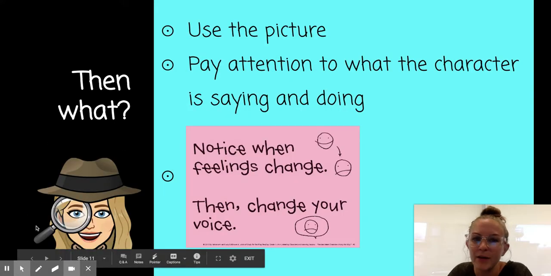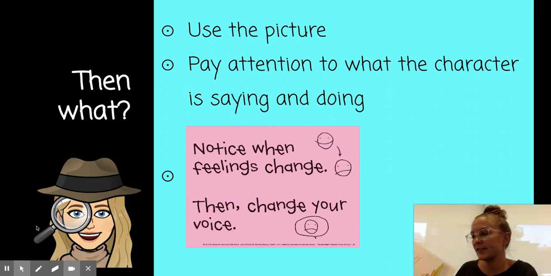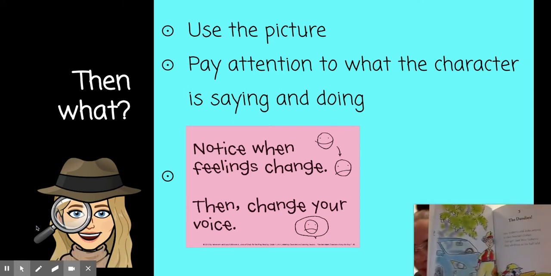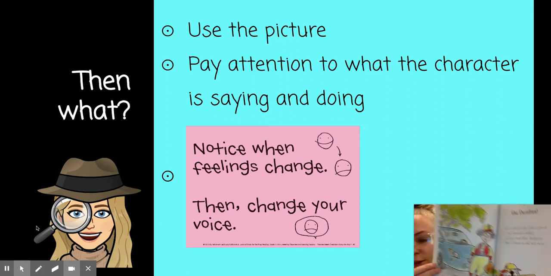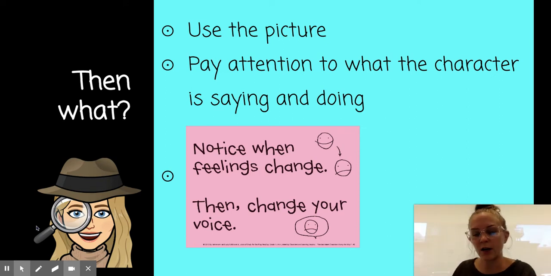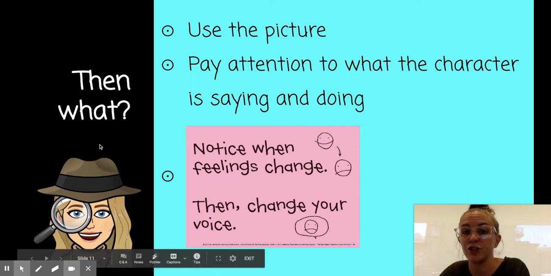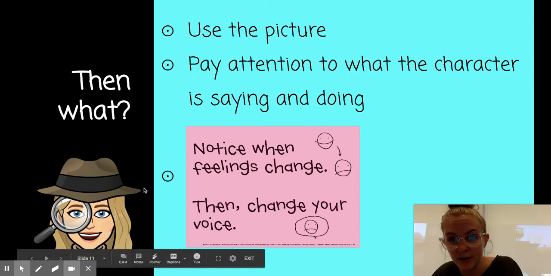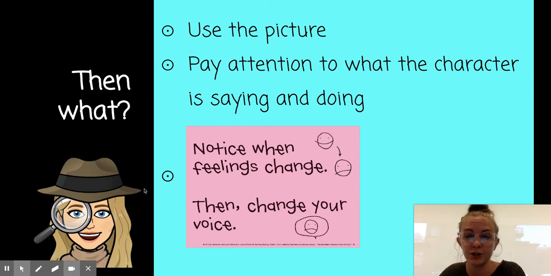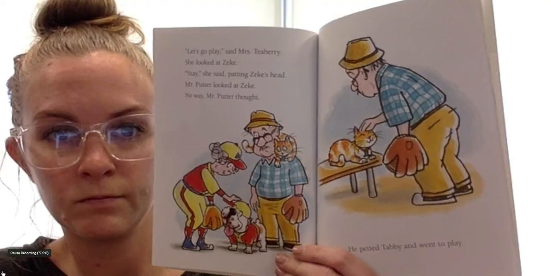Then what? Use the picture. Use the picture to look at the characters' faces and see how they're feeling. You can also look at their bodies to see what their bodies are doing. That often tells you how the characters might be feeling. You want to pay attention to what the character is saying and what they're doing. And then you want to notice when their feelings change. Then change your voice. Let's watch. I'm going to try it and show you.